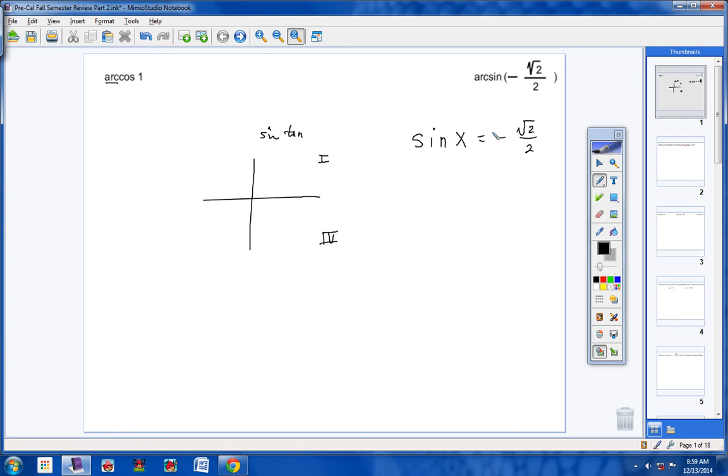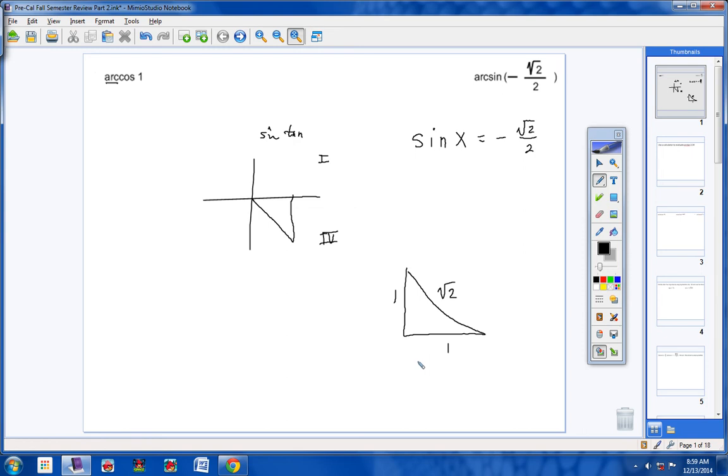Now, we're dealing with arc sine, so we're going to go to quadrant 1 and quadrant 4. Sine is positive in this quadrant, sine is negative in this quadrant, so we know we want to be in the fourth quadrant here. We want to be somewhere in the fourth quadrant, because I want to get out a negative square root of 2 over 2 when I take the sine of some angle. Okay, now we've got to find this angle. Well, as soon as I think of square root of 2, I think of my 45, 45, 90 triangle. Remember, 1, 1, square root of 2.